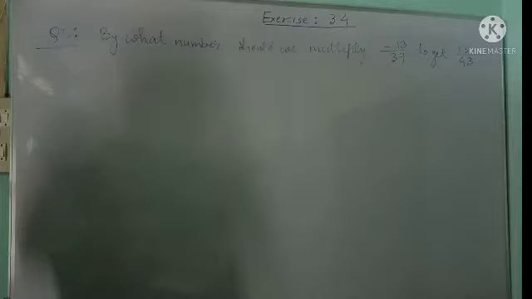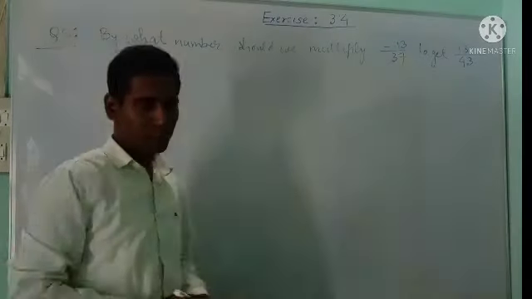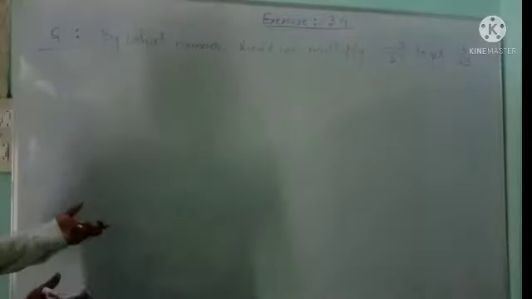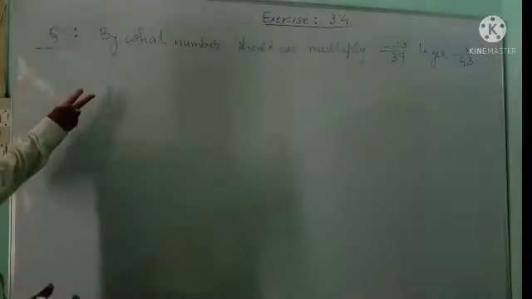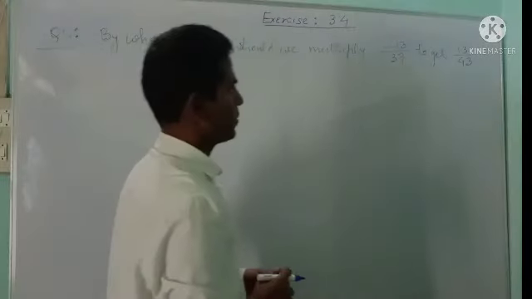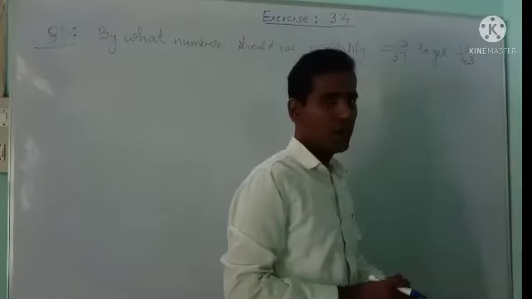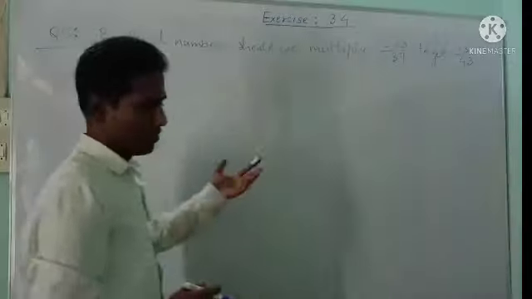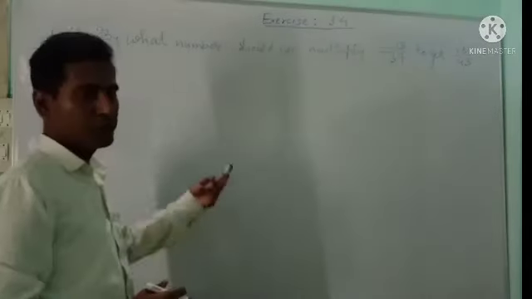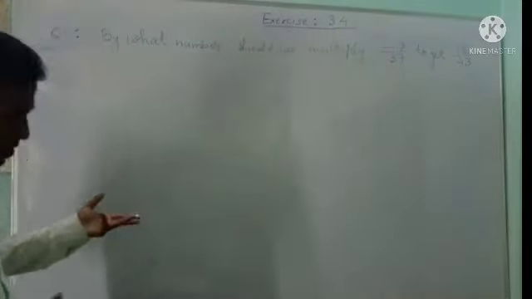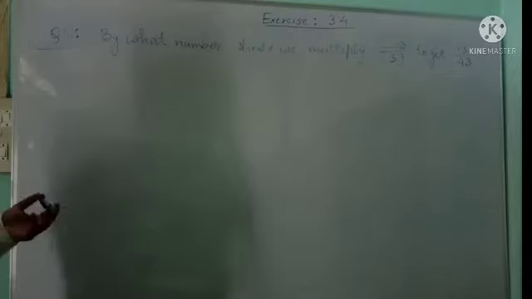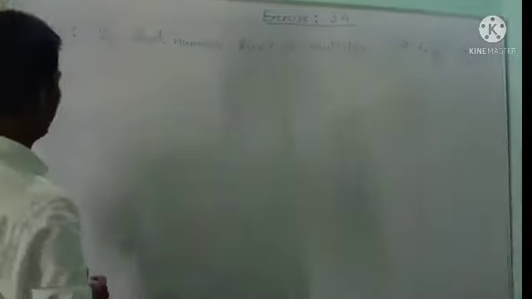Well, now let us solve question number 5. It's a very simple question, all same. Question number 5. By what number should you multiply minus 13 by 37 to get 13 by 43? Last time also I taught you this kind of question. You can do both ways. We can do it the algebraic way. We can also solve it the arithmetic way. So let us solve it the algebraic way.